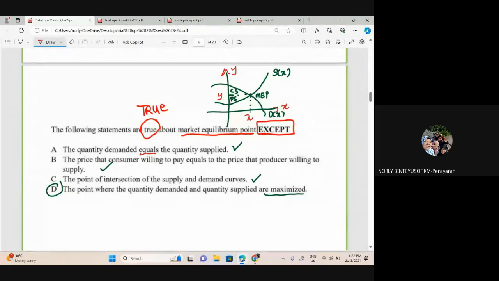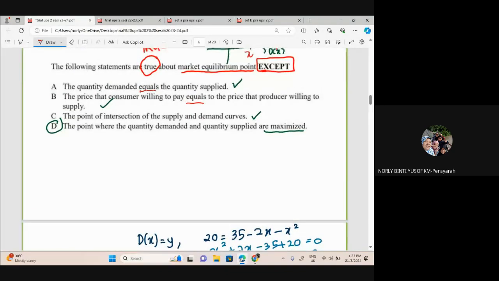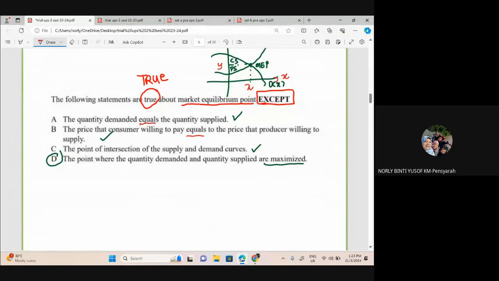And then the price that the consumer is willing to pay equals the price that the producer is willing to accept to supply. So correct. And then the point of intersection of the supply and demand curves. So correct, this is indeed the point of intersection between these two curves. That is why you equate the demand function with the supply function in order to solve for the values of X and Y. And then D, the point where the quantity demanded and the quantity supplied are maximized. D is wrong, because it will not be maximized there. That is why you must understand the concept. That is why in multiple choice, concepts of MEP, CS and PS will come out.